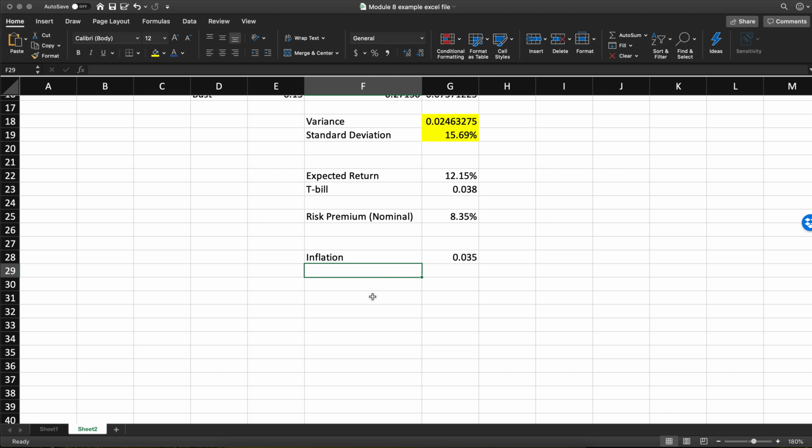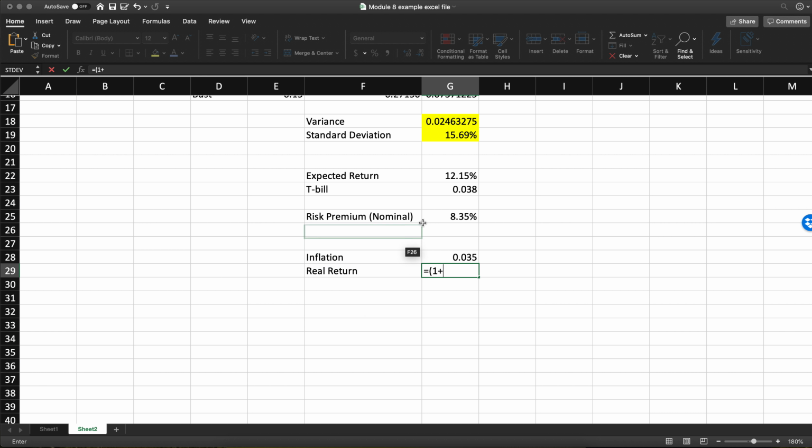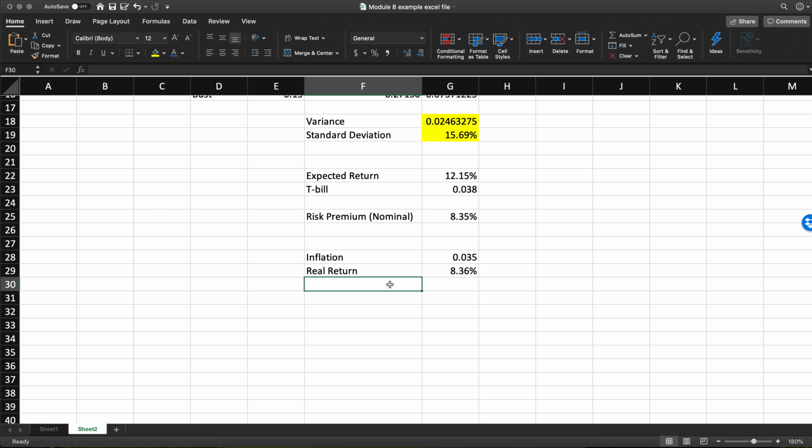Okay, so let's do real return. And let's subtract 1. All right, so recall that we have, for the real rate of return, to adjust for inflation, we do 1 plus the expected return divided by 1 plus the inflation rate. Minus 1 will give you 8.36.